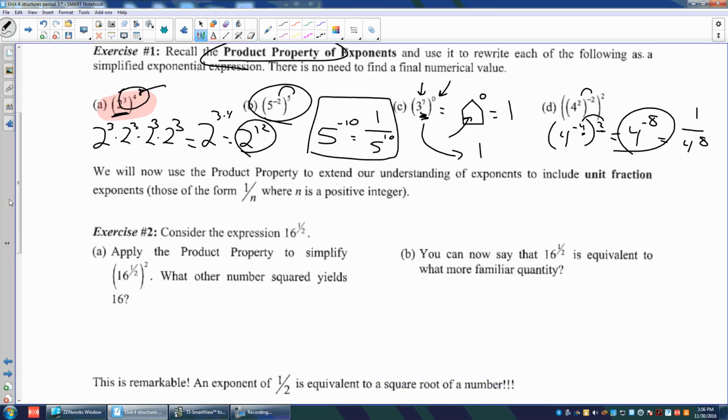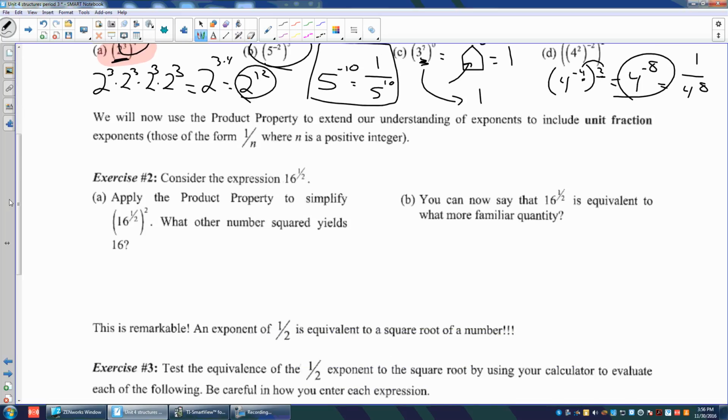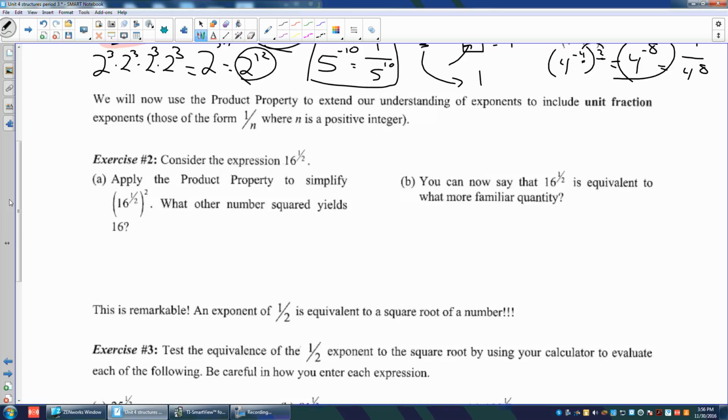We're now going to look at the product property to extend our understanding of exponents to include unit fraction exponents. Like I said about a minute ago, we're going to use fractions as exponents. So what's going on here? Consider the expression 16 to the 1/2. I know you know the answer to this. Just humor me. Apply the product property to simplify. I just said what the product property was up there, right?